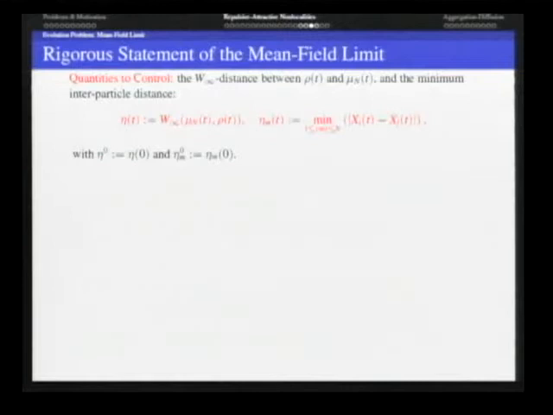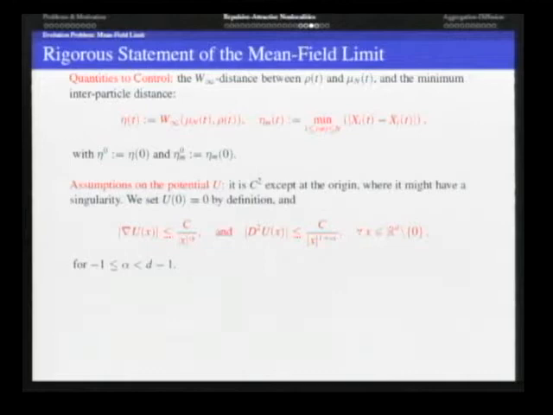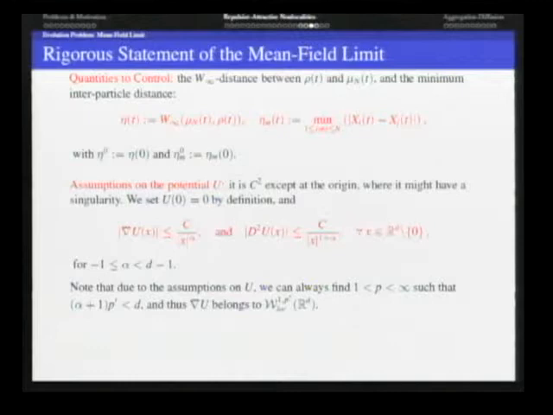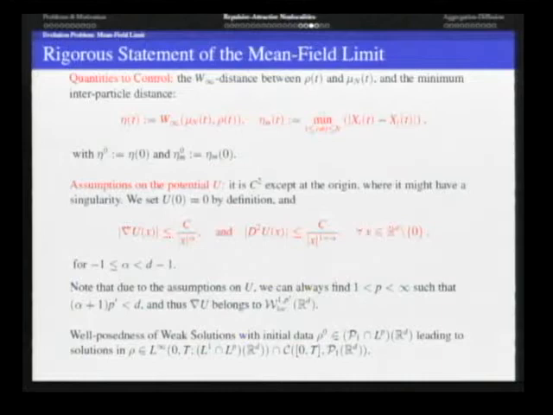Here I just want to emphasize that you have certain quantities that you have to control: the distance between the empirical measure and the solution of the PDE, and the interparticle distance to avoid that there are collisions in finite time. If you have certain conditions on the potential, some singular potential with some strength, then the first comment I want to make is that you have a well-posedness theory in a certain functional setting for the aggregation equation. The functional setting is some L1 intersect Lp with a suitable p related to the singularity. This is not too important to get into details.